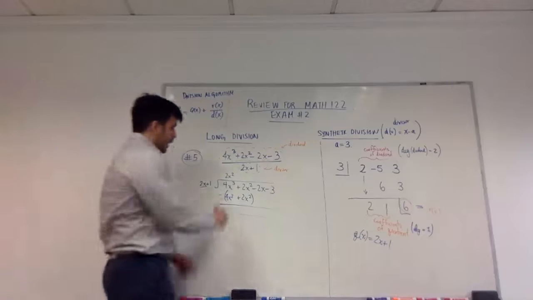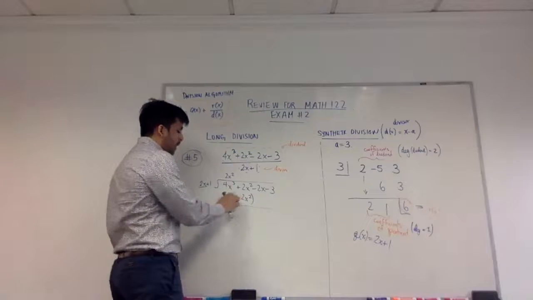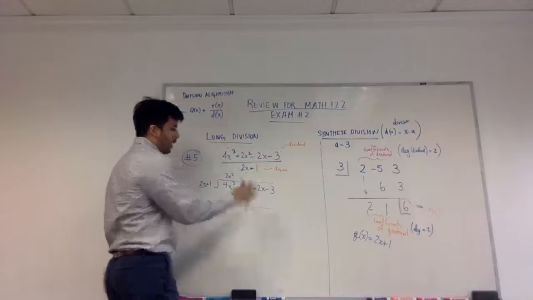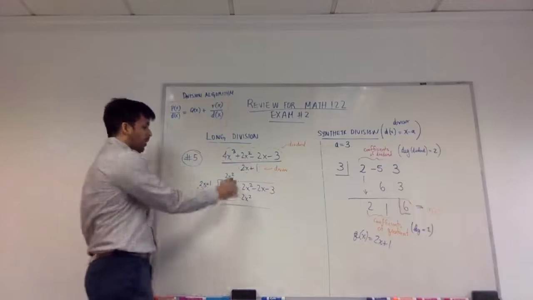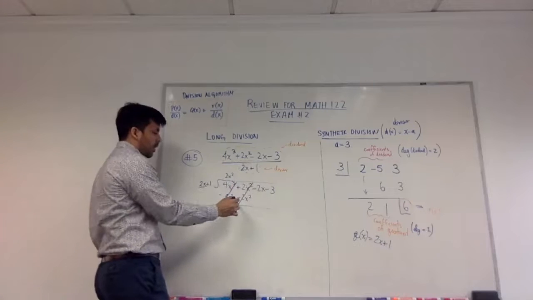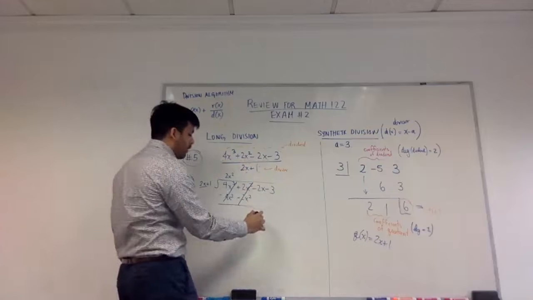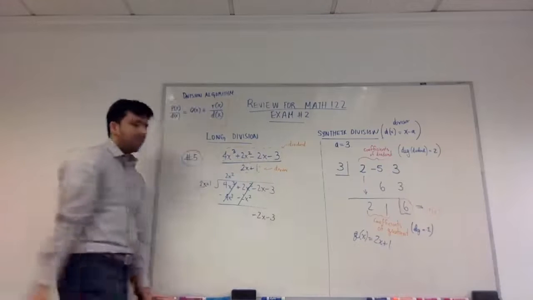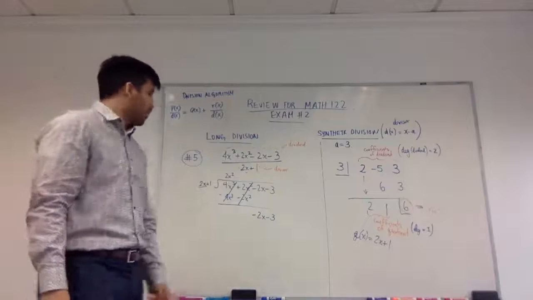And when I subtract, I need to make sure I change the signs within this polynomial, and I did. So now I can subtract. Now this guy goes away. This guy goes away, right? And I'm left with negative 2x minus 3. So it's not that bad. It's going to actually be pretty quick.